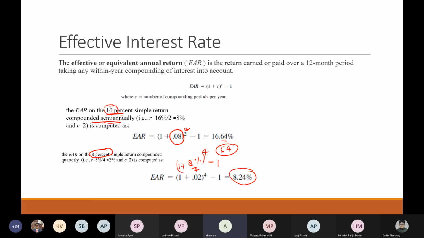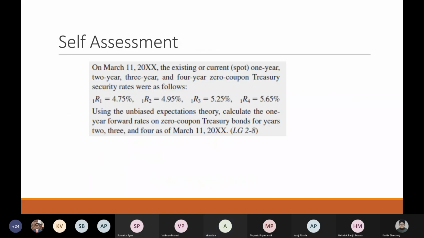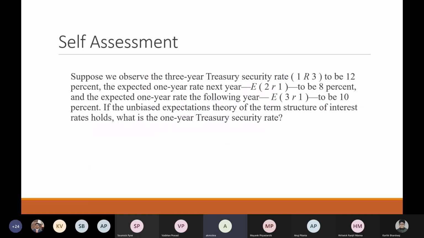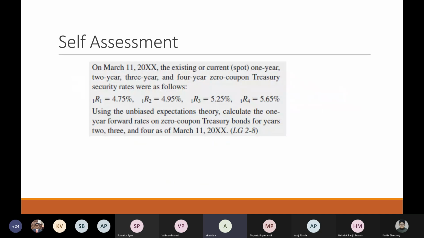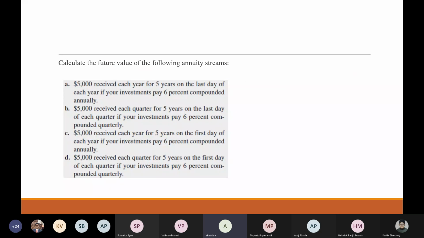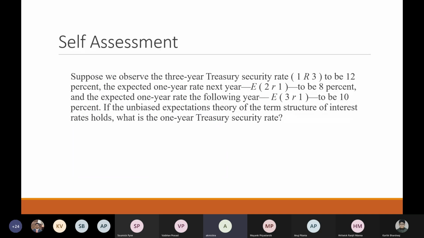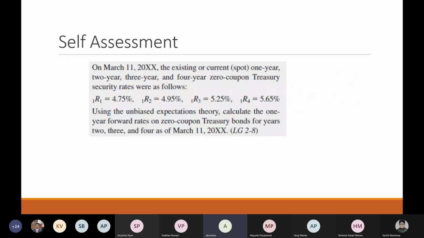This part is clear. This is very easy. You can relate it. And some questions are there, so you can try them out after this class. If you have any doubt regarding these questions, we can discuss it. So is there any question? Otherwise, I'll start valuation.